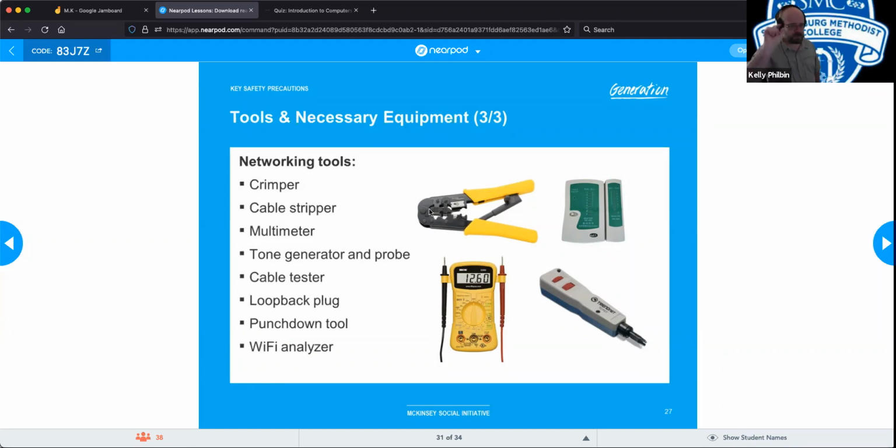So RJ45 is your network connector. It's that little wide connection piece that has like 8 wires in it. And then you have the RJ11 or POTS, which is the old school telephone connectors that have 4 wires. And this helps you crimp those plastic pieces onto the end of those wires. All right, cable stripper. This one is actually in the crimper. It has a cable stripper right here to strip the sheathing off of a network cable so that you could get to the wires inside.